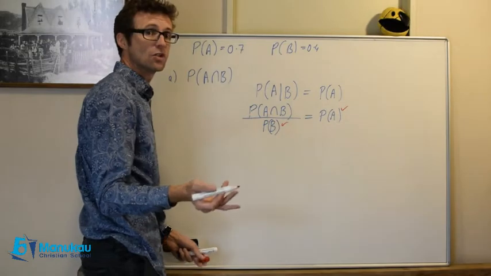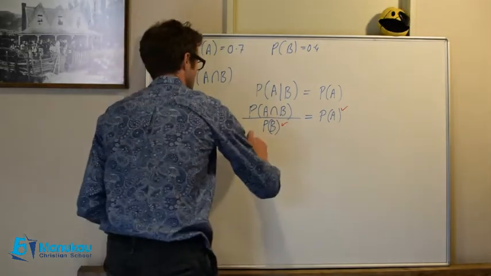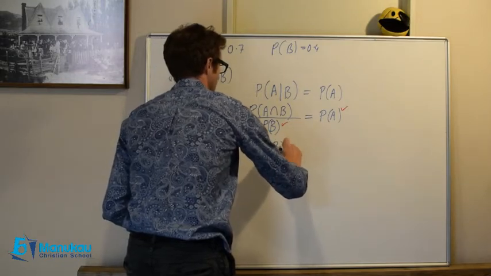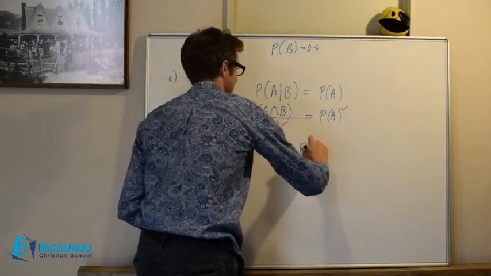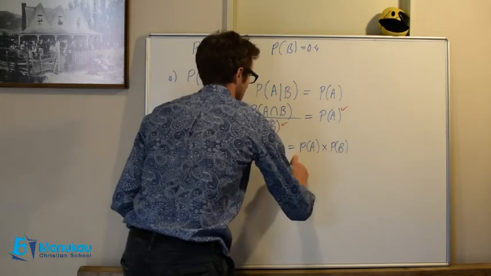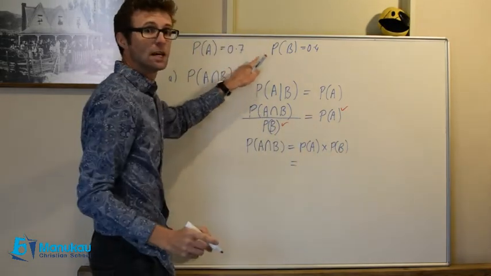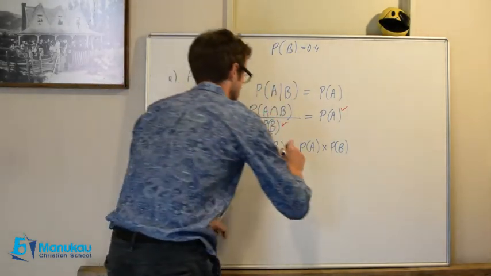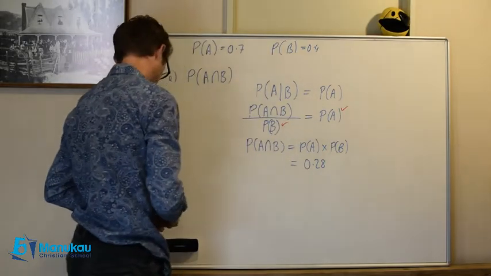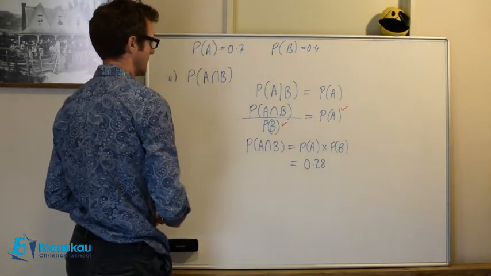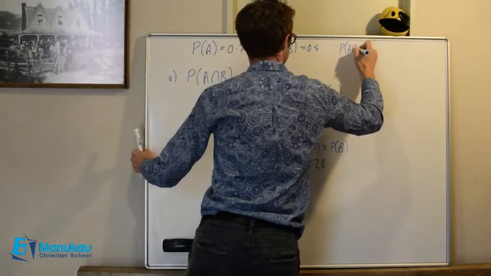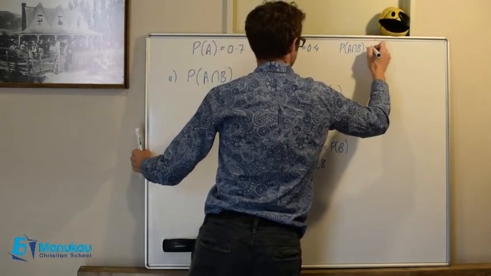So simply we just use algebra, and we're going to say that the probability of A intersection B will be equal to the probability of A multiplied by the probability of B. And in this case, that's 0.7 multiplied by 0.4, which is 0.28. Okay, so we'll write this up here. Probability of A intersection B is equal to 0.28.